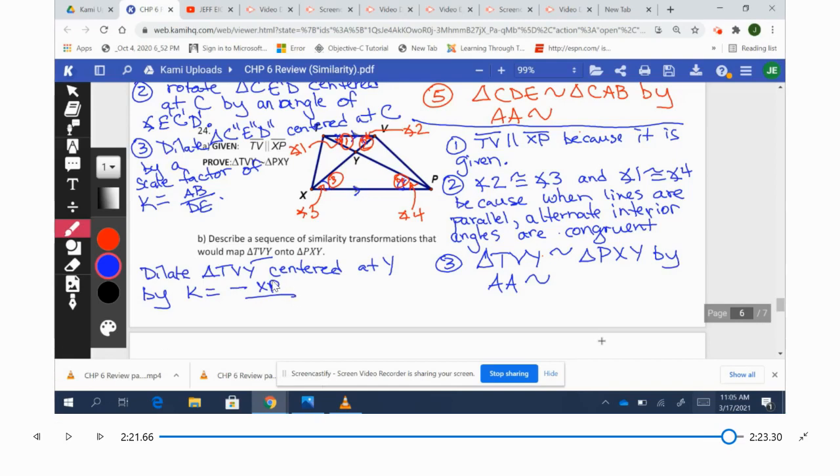Now, I should go image on top. So I have to go to some side on the image, which is PXY. I just went to XP. I picked a side that was on the image, and I put it on top. Now I need the corresponding side on the pre-image underneath, which is VT. That's it. So that takes care of page 6 of our review packet.